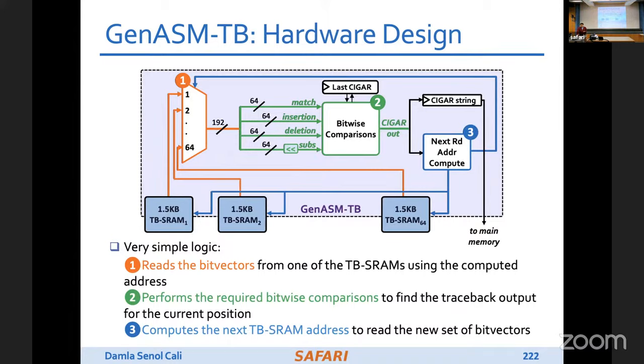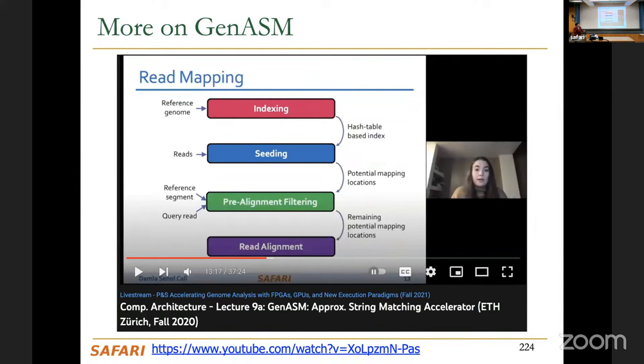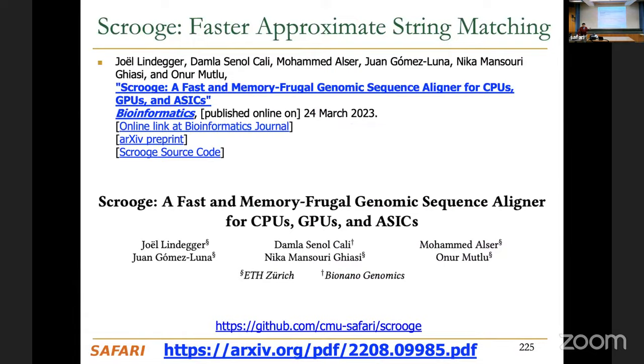And by co-designing algorithm and architecture together, we can achieve significant speed up, not only for read alignment, but we also observe that this can be applied to other use cases, for example, pre-alignment or edit distance calculation. So this is the talk from Damla, who is the first author of this Genesim work. So if you're interested, you can check this talk.